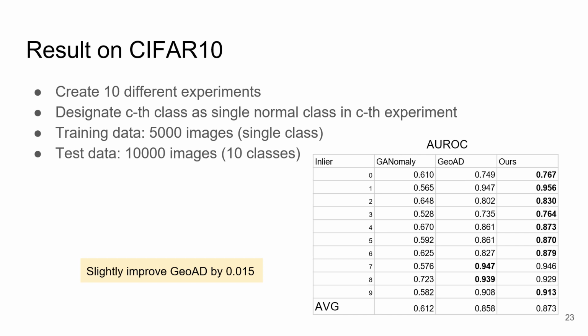Okay, so here is the result, and all experiment settings are the same. Here is our AUC, and as you can see, our AUC score is better than GeoAD by 0.01, 0.015. Yeah, only slightly improved over GeoAD. So we are still looking for a better method, like a better model architecture or a better projection method.